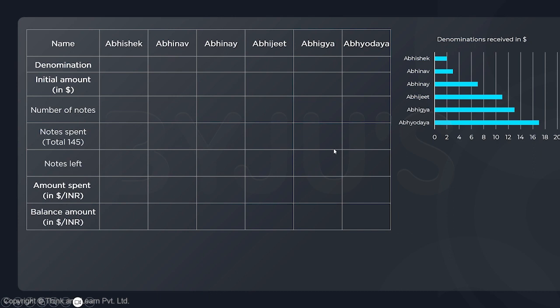So I put up this chart, as you can see on the screen. This chart tells us about the denominations that they had. So let me just write all of them over here. So Abhishek had a denomination of $2, Abhinav had $3, Abhinay had $7, Abhijit had $11, Abhigya had $13, and Abhyuday had $17. So this is 2, this is 3, this is 7, this is 11, 13 and 17. On the basis of these, I have written all these values, the denominations received by them. I hope this is clear to you.